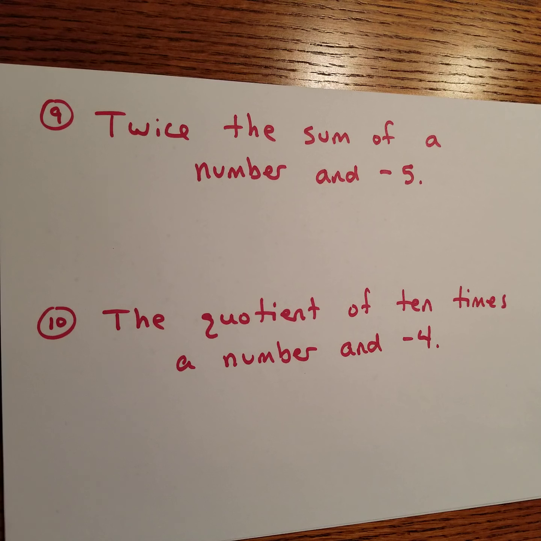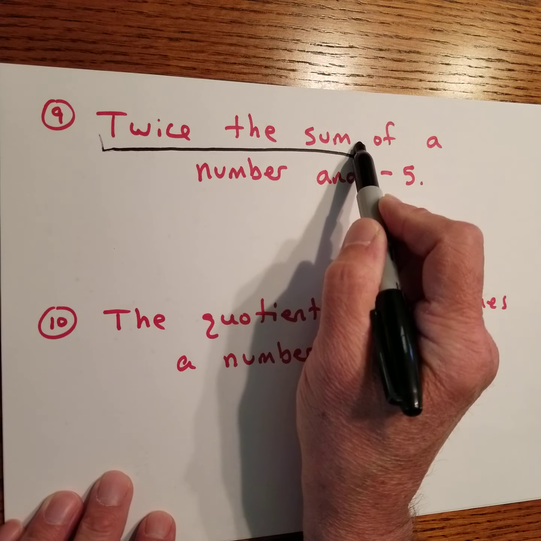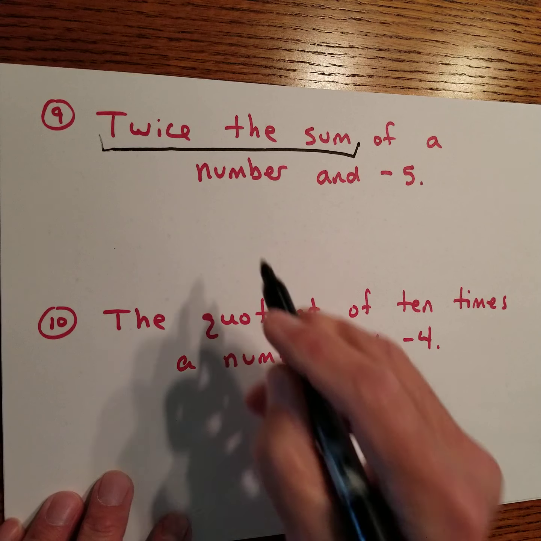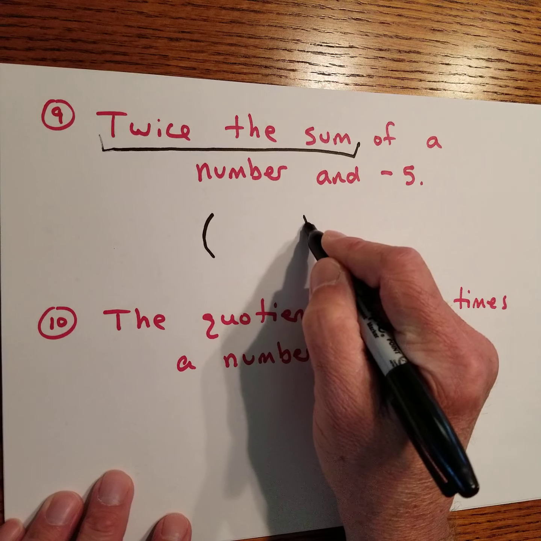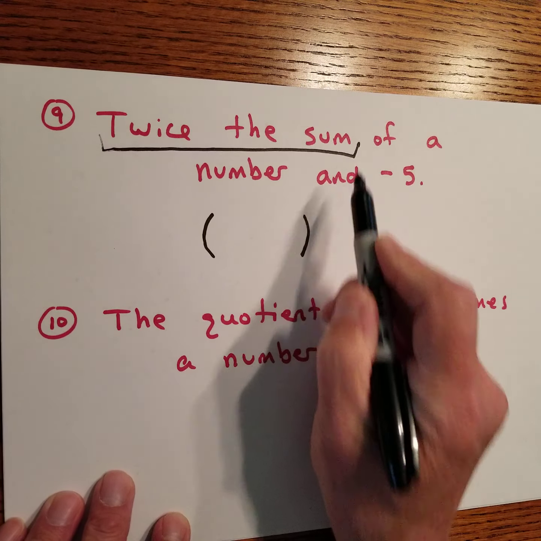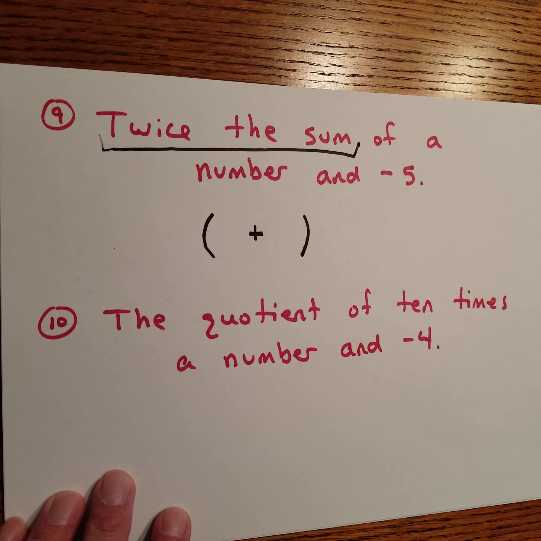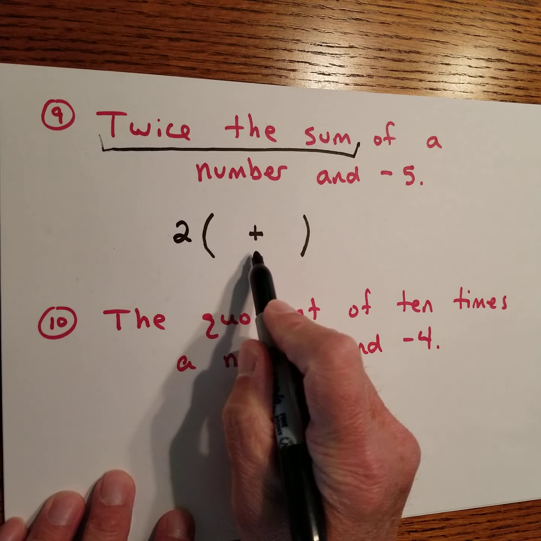Now, number 9 is the trickiest. It's got a phrase in it right here. Twice the sum. Stop. As soon as I see twice the sum, I know from experience that I'll have parentheses in my expression. How do I know that? Because I've worked 1,000 of these, and every time, twice the sum tells me I'm going to have parentheses. We'll learn to look for that phrase. A sum means to add, and we need twice that sum. So we'll add and double it.